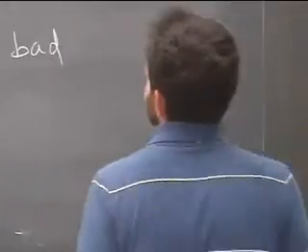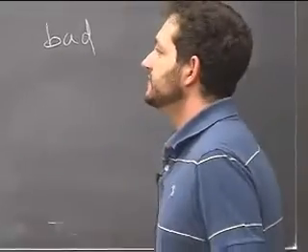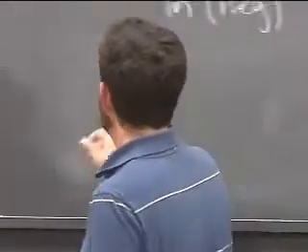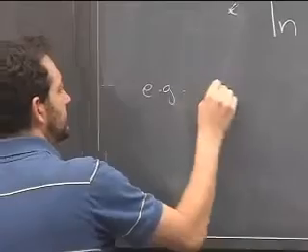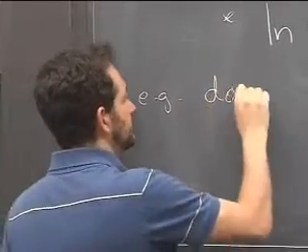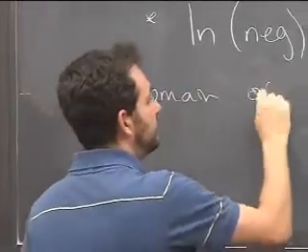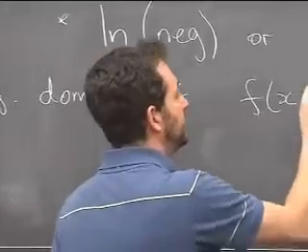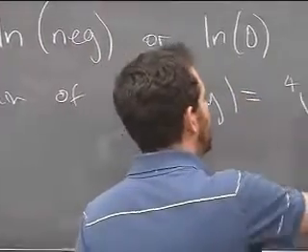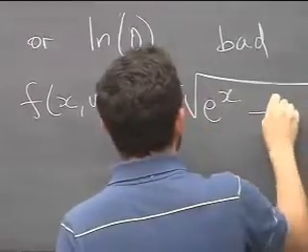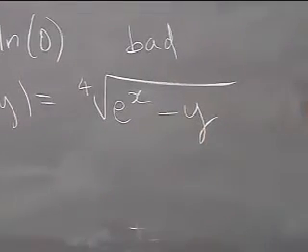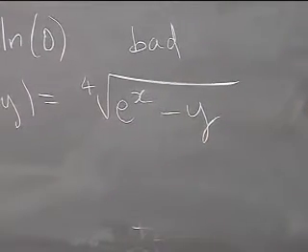Most of the other bad things reduce to this. So, for example, what is the domain of the function defined by f of x, y equals the fourth root of e to the x minus y? What would the domain of that be?